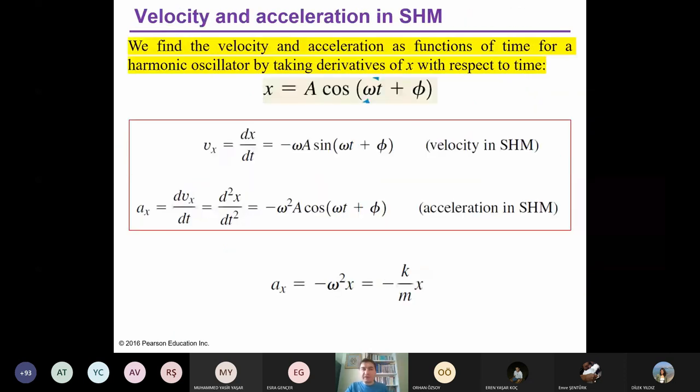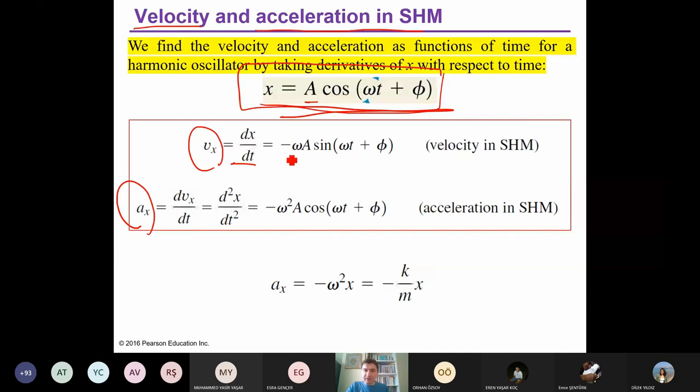Then let me continue with the velocity and acceleration in simple harmonic motion. If you know the displacement, then you can easily calculate the velocity and the acceleration, because velocity is the time derivative of this function. If you take the time derivative, here we have A cosine(omega t plus phi). The time derivative of the cosine function is minus sine, and the time derivative of omega t is omega, so we get minus omega A sine(omega t plus phi). And this is the velocity in simple harmonic motion.